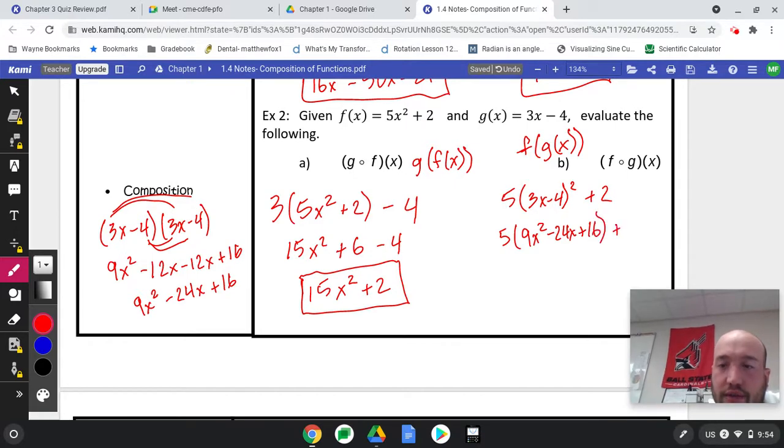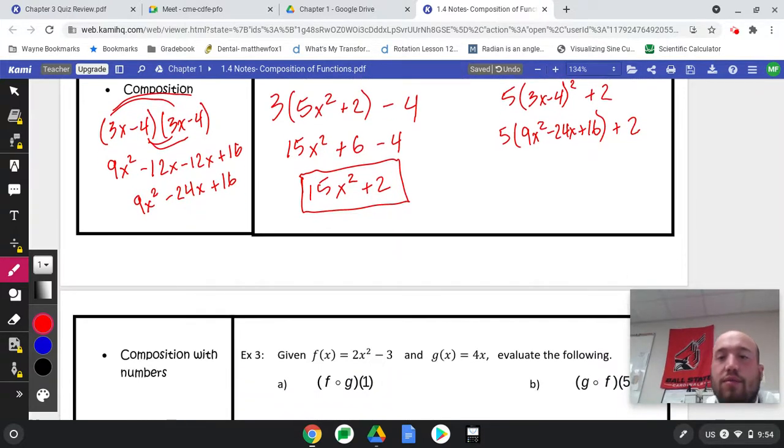And don't forget there's the plus 2 at the end. So we distribute that: 45x squared minus 120x plus 5 times 16 gives us 80, plus 2. Okay, so 45x squared minus 120x plus 82.